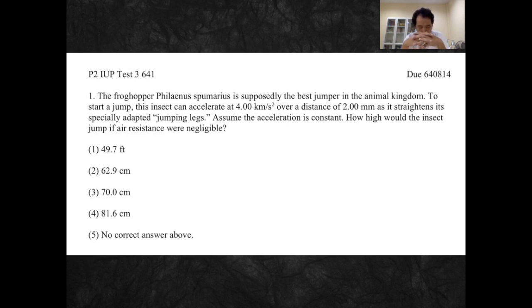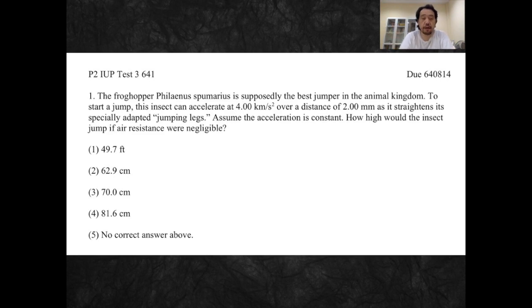Here, the frog hopper, some biological name, is supposedly the best jumper in the animal kingdom. To start a jump, this insect can accelerate at 4 km per second squared over a distance of 2 millimeters as it straightens its specially adapted jumping leg. Assume the acceleration is constant. How high would the insect jump if air resistance were negligible?